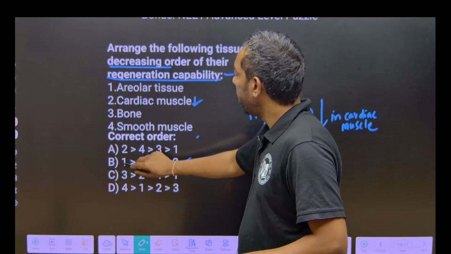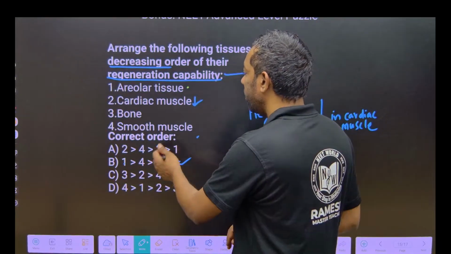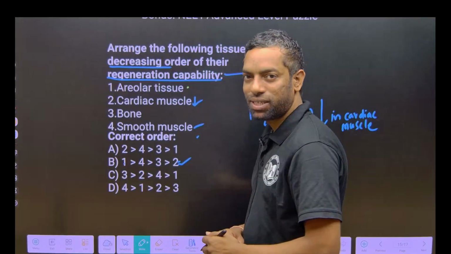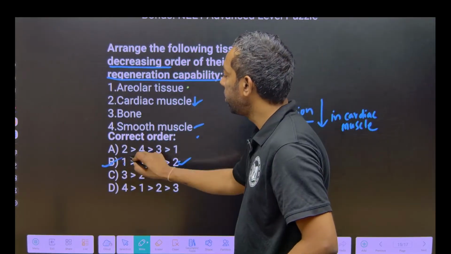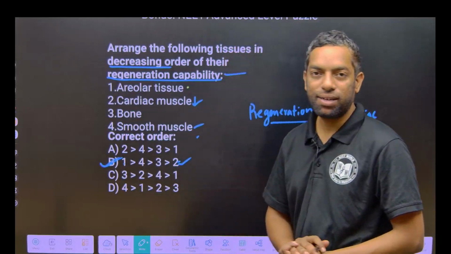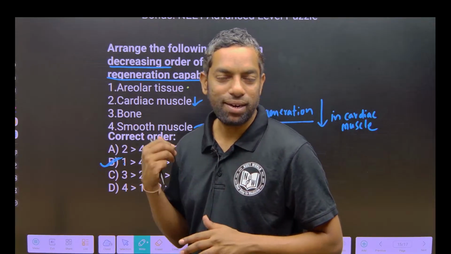Areolar tissue has high regeneration capacity, smooth muscle also has very high regeneration capacity, and after that bone, then cardiac muscle. Option B is the right answer for this question, guys. I hope you understood this session.